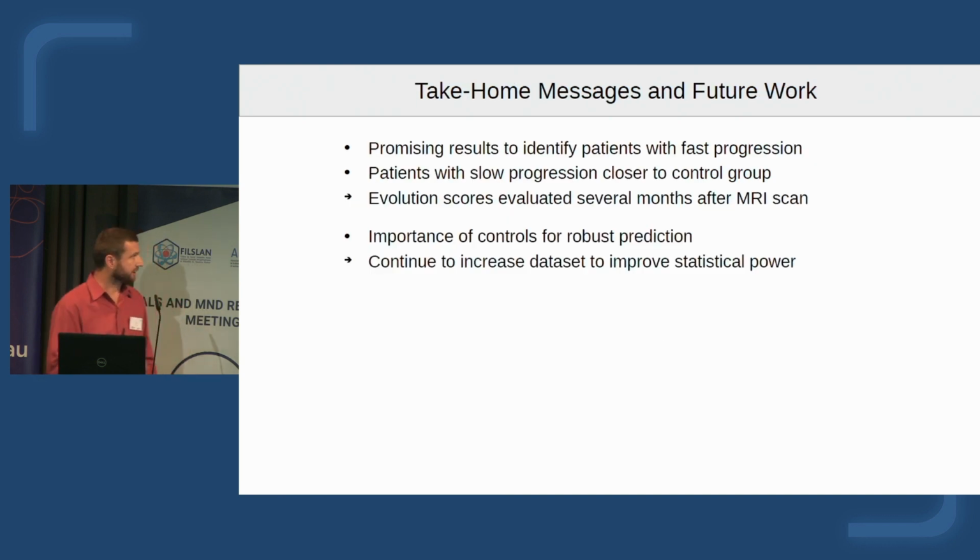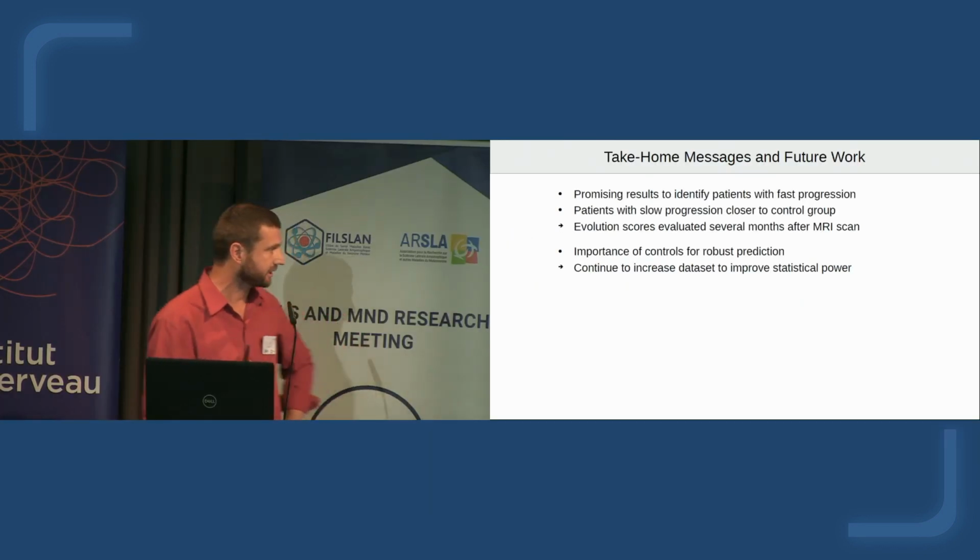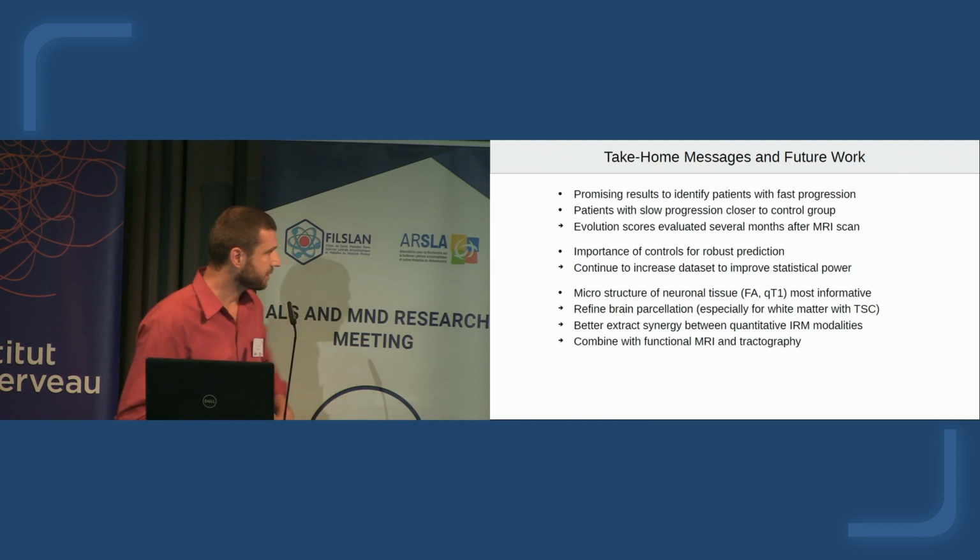So I've shown you some results that are promising to identify patients with fast progression. We've seen that patients with slow progression are closer to the control group, which I think is in line with the literature. Now we want to improve the way we evaluate the progression scores to do more prognostic work in the future. I've highlighted the importance of including the controls in this prediction, and that also goes in line with the need to increase the data set to improve the statistical power. That's underway with the collection of new samples.